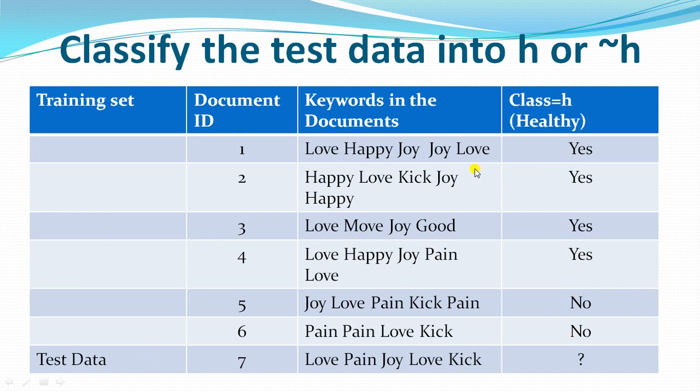Now, based on this, by applying the Naïve Bayes technique, we should classify this particular test data into either H or negation of H. That means I should answer either yes or negated yes. I should classify this test document into either H or negated H class. Let's see step by step.